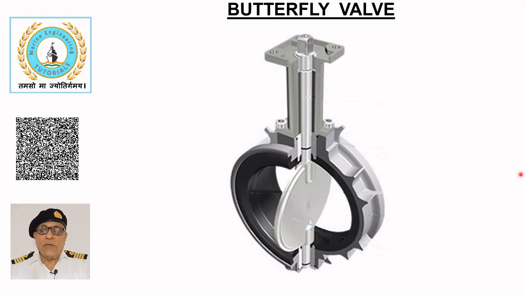A butterfly valve consists of a disc pivoted across the bore of a ring-shaped body, having the same radial dimensions as the pipe in which it is fitted. The sketch shows the constructional details of a butterfly valve in order of its assembly. The valve consists of a cast iron, carbon steel, or stainless steel body, depending on the liquid to be handled.